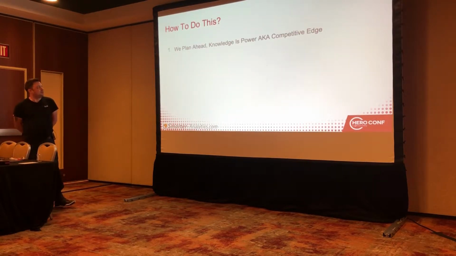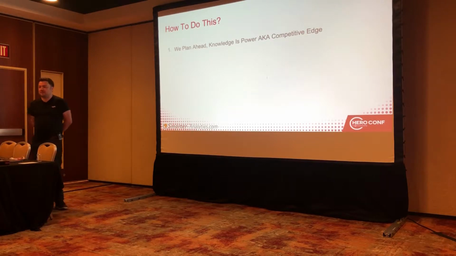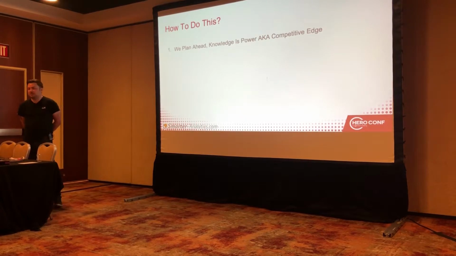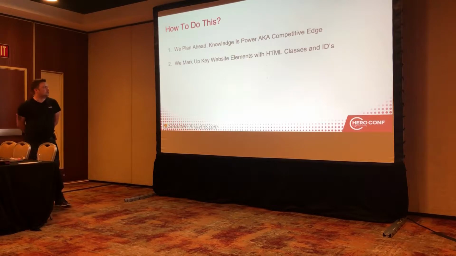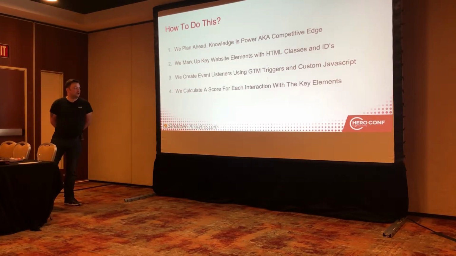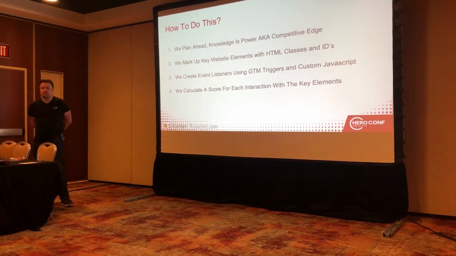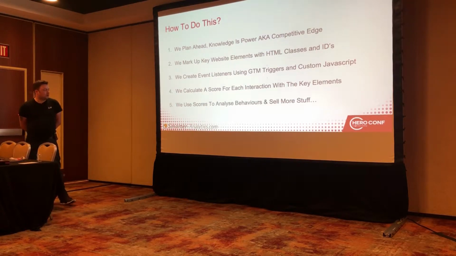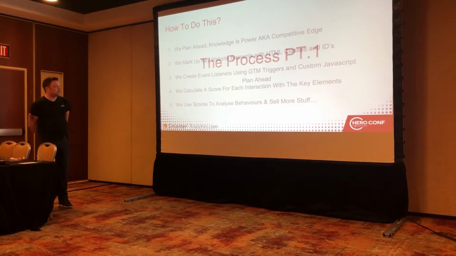We plan, so how do we do this? So the first thing we need to do is we need to plan in advance what it is that we're going to want to track and achieve. Knowledge is power, which brings us that competitive edge over other people not doing anything quite like this. So we mark up the key website elements with HTML classes and IDs, as already mentioned, and we create event listeners using GTM triggers and custom JavaScript tags. And then we calculate a score for each interaction within the key elements that we want to track. Then these scores can be used to analyze behaviors and sell more stuff or get more leads.